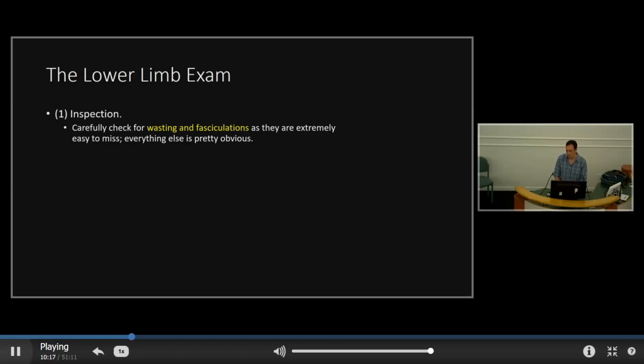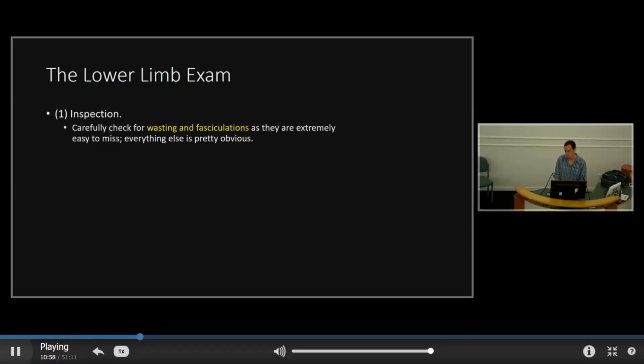You must check for two things in particular. There are many things you can look for in inspection, but two things in particular, if you don't consciously try to look for them, you will very likely miss them, and they are wasting and fasciculations. You want to look at the muscles and compare the left leg with the right leg, look proximal versus distal, and see if there's any wasting. And fasciculations are these tiny little spontaneous random twitches that you can see in the muscle. They reflect denervation, muscles that have lost their nerve input, and they're common in neuropathic disorders.